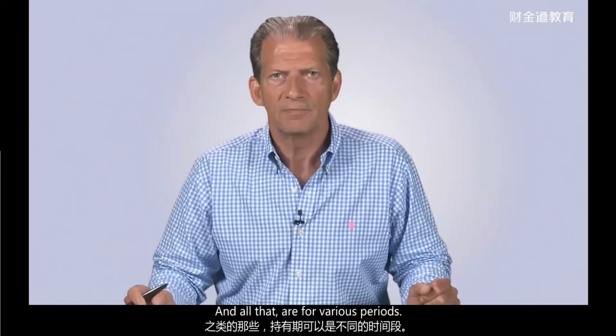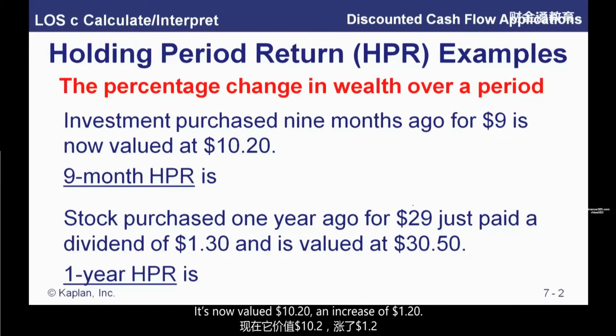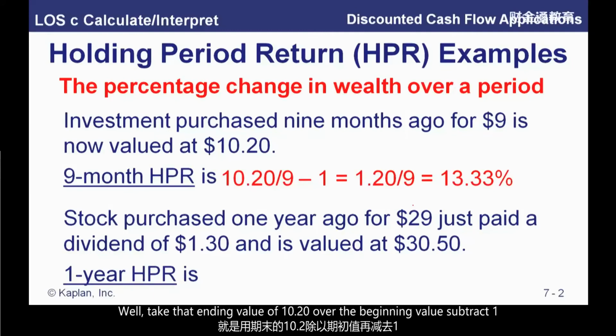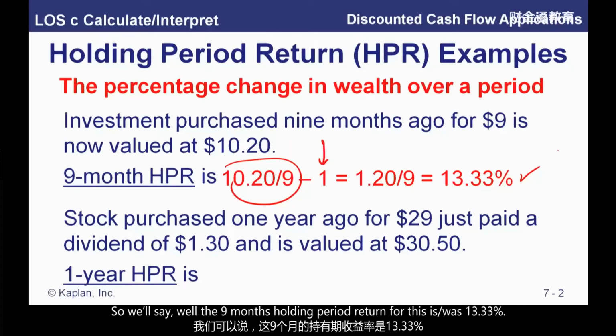So for an example, look at an investment purchased 9 months ago for $9, and it's now valued at $10.20, an increase of $1.20. So what's the holding period return? Well, take that ending value of $10.20 over the beginning value, subtract 1, and we find that that increase has been 13.33%. So we'll say, well, the 9-month holding period return for this was 13.33%.